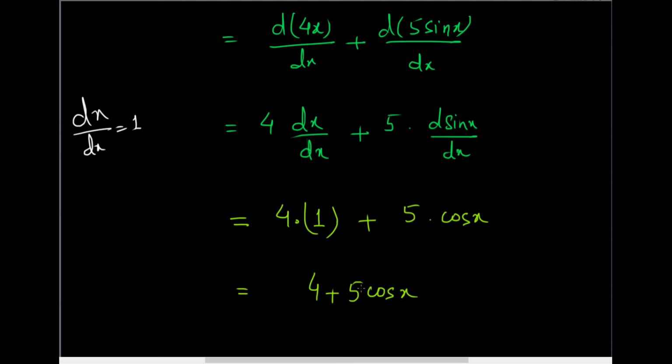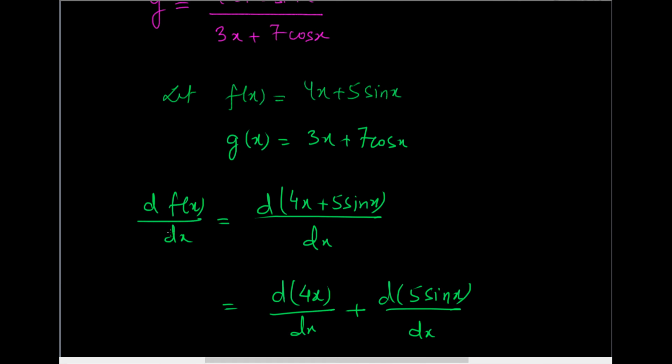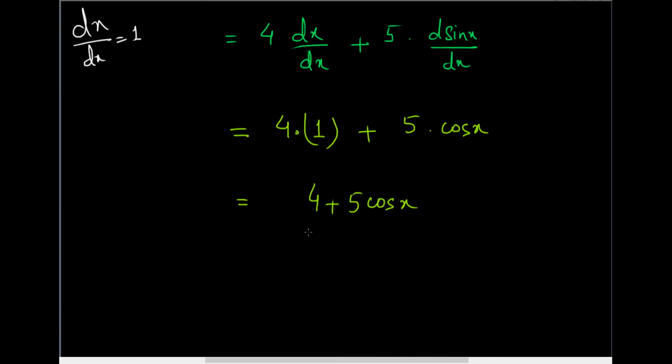So we can say the derivative of f(x) with respect to x, that is the derivative of 4x plus 5 sin x with respect to x, is 4 plus 5 cos x. So this is the derivative of f(x) with respect to x. We'll be using it. So we should just circle it.